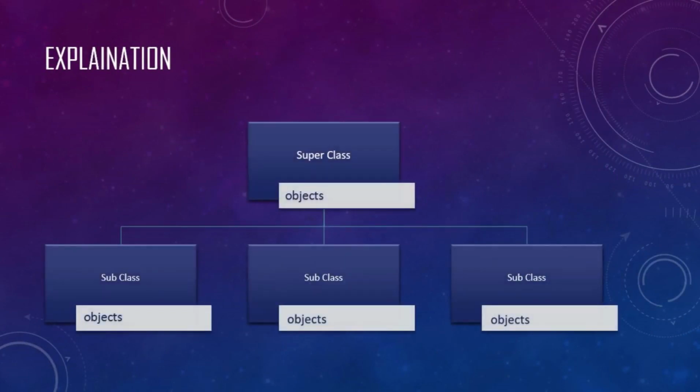So here is the superclass and we have three subclasses inheriting the properties of the superclass. Every class in this slide has their own object. So let us put it this way. Let the superclass be dad, and subclass 1, 2 and 3 be the three kids of dad. Alright, so here they are, dad and kid 1, kid 2 and kid 3.